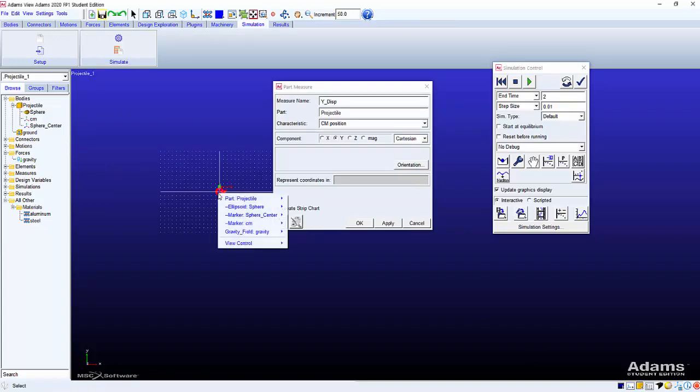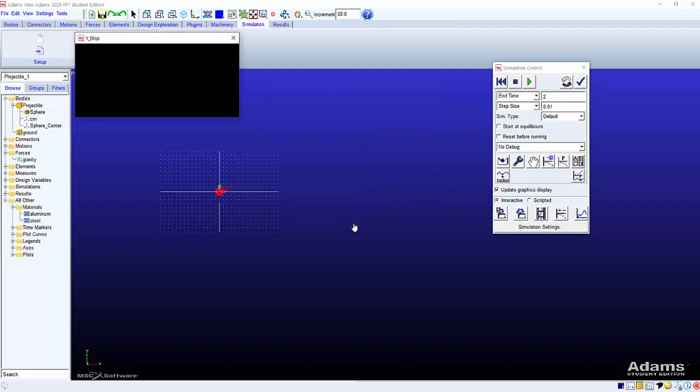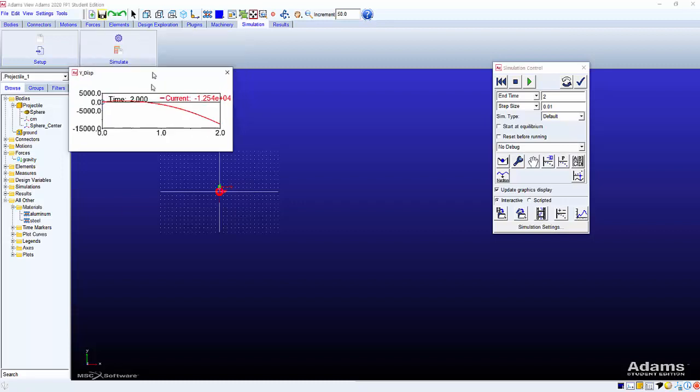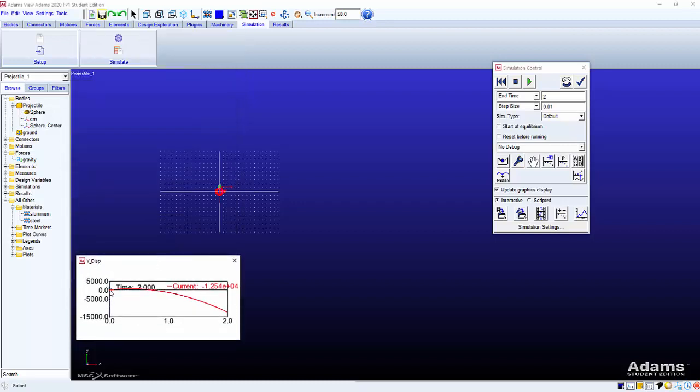Right click on the particle, select the part, click on measure. It will open this window for you. I am going to call the name Y displacement, and then I am going to component. I would like to look at the Y component. Click on it and then click OK. Once you click OK, it's going to generate this strip chart for you, and you can see the displacement is increasing in the Y positive direction, and then it will go to 2.